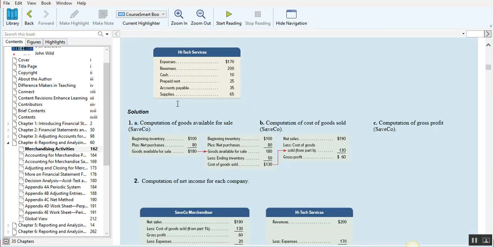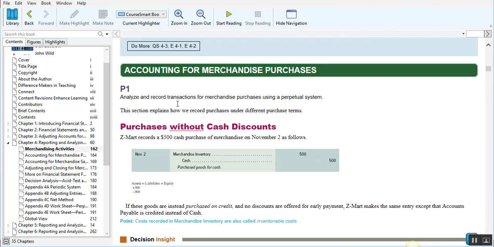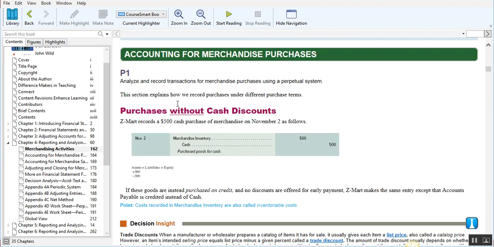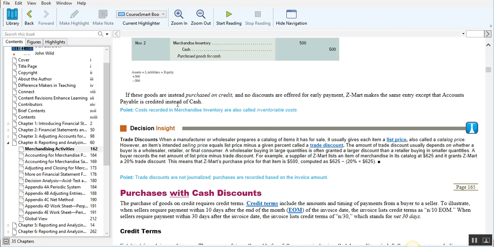Now, as we go through this, we're going to get to purchases. And how do we account for those? Well, if we're just buying something with cash, we don't have a cash discount in the purchase, we're going to record the purchase amount as an addition to merchandise inventory, which will be a debit. And then the cash that we use to purchase that with will be a credit and a reduction of cash.